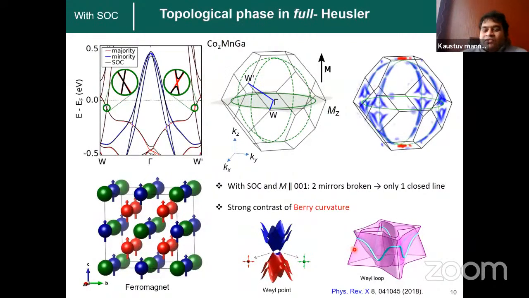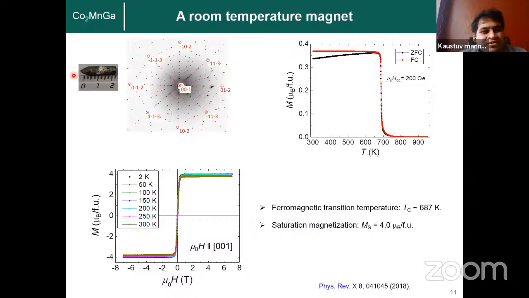Okay. Now let's see what is the consequence of this Weyl loop on the physical properties, and then we'll go into the practical, experimental detection of this Weyl loop, how they disperse and how they are distributed in the Brillouin zone. To do that, first we grow the single crystal. This single crystal I have grown using the Bridgman technique, and this is the oriented single crystal along the z direction.